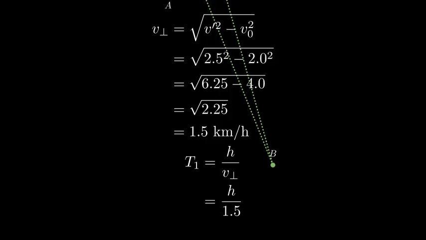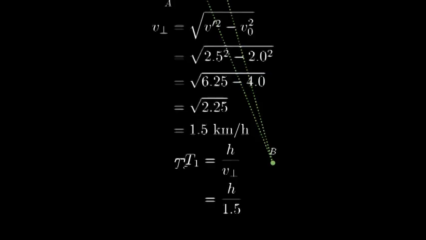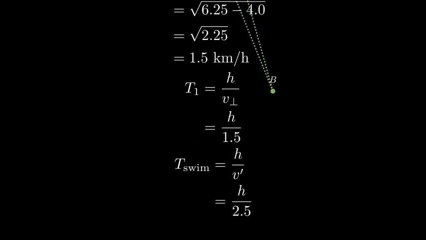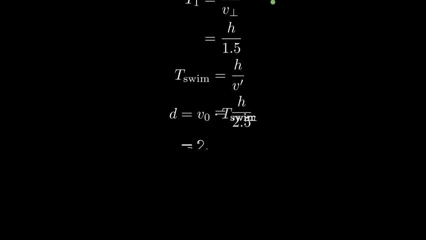The question asks at what walking speed this should be done to arrive at the same time as swimmer 1. Let's calculate how long it takes for swimmer 2 to complete their journey. First, the time for swimmer 2 to swim across to point B is the half width of the river, h, divided by their swimming speed, 2.5 kilometers per hour. During this swimming time, the current will cause swimmer 2 to drift downstream by a distance d. This distance equals the current speed times the swimming time. D equals 2.0 times h divided by 2.5, which simplifies to 0.8 times h.